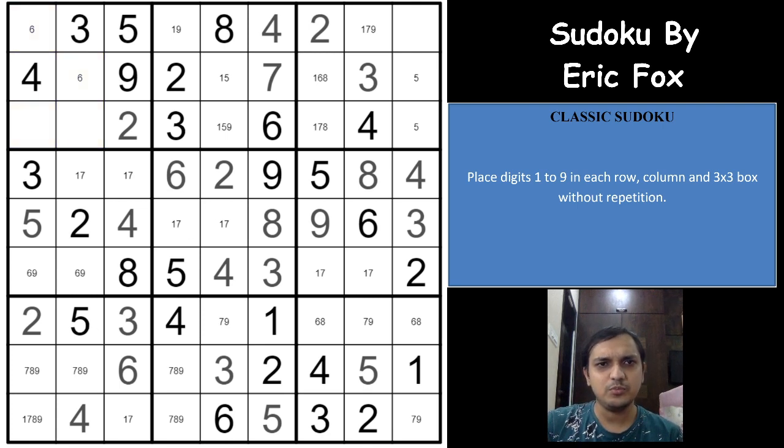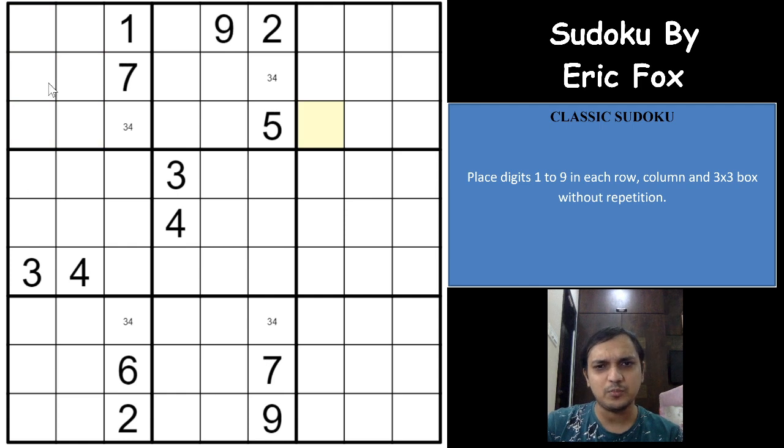Okay, so before going to find the skyscraper logic, I will just explain you in this grid what a skyscraper logic is and how to spot that, right?